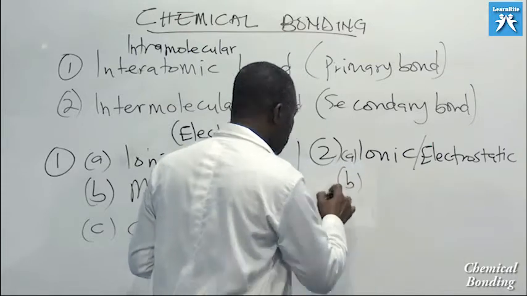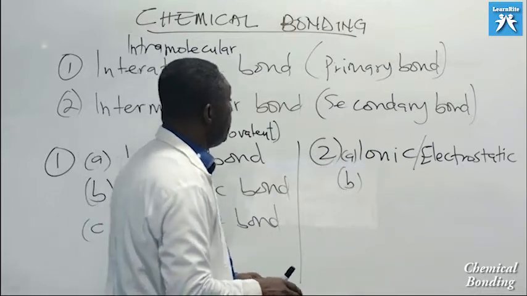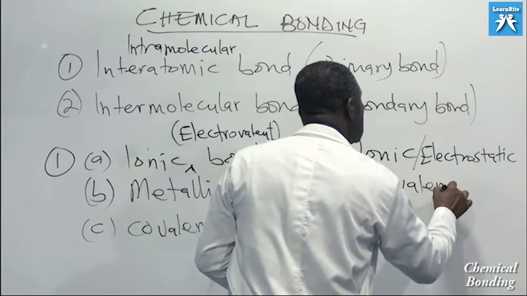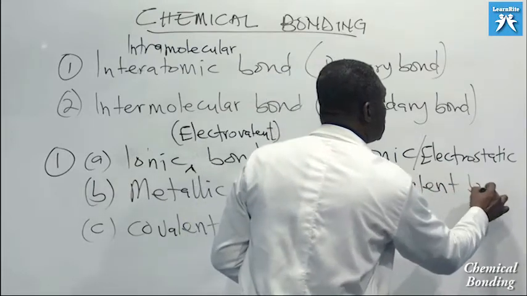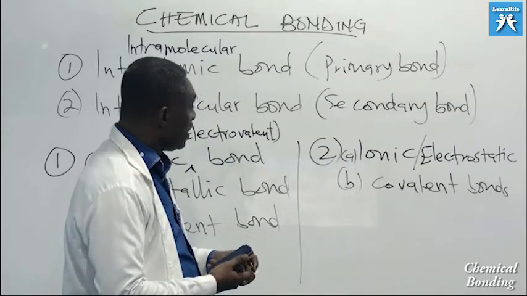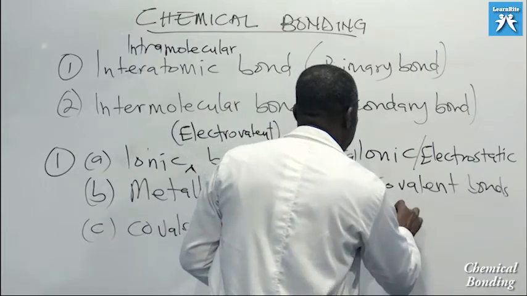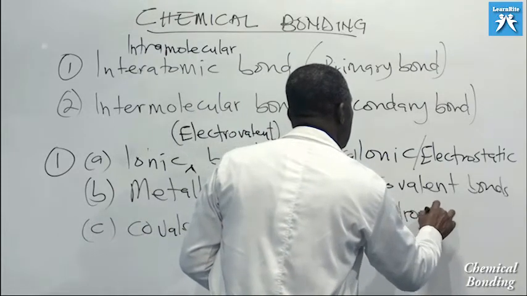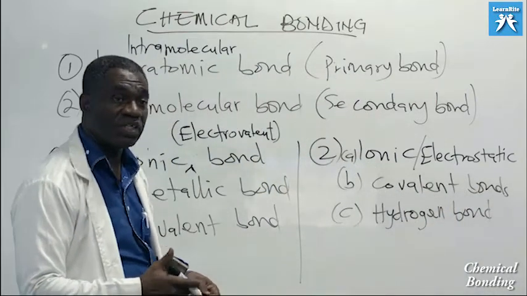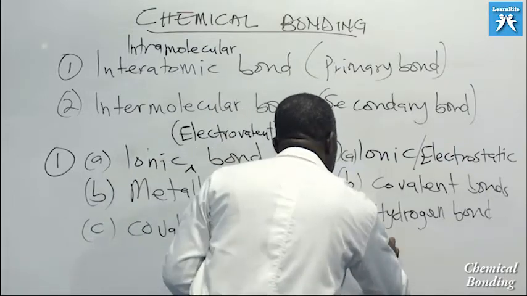B, we also have covalent bonds. We may also have covalent bond being intermolecular. And then we have C, hydrogen bond, as an intermolecular bond. And then we can also have a D, we call it van der Waals.